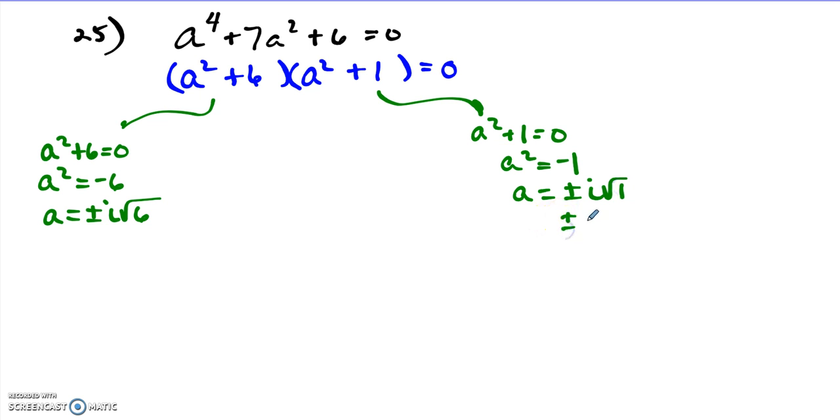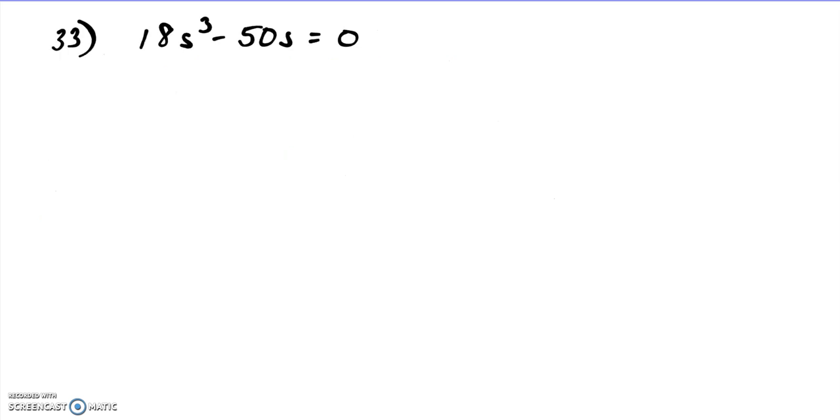Which we can write just a equals plus or minus i. So let's write those values. So a is going to be plus or minus i radical 6, and it's also going to be plus or minus i. So we have 4 imaginary roots here. So that means this graph never crosses the x-axis. All right, let's see the next one.